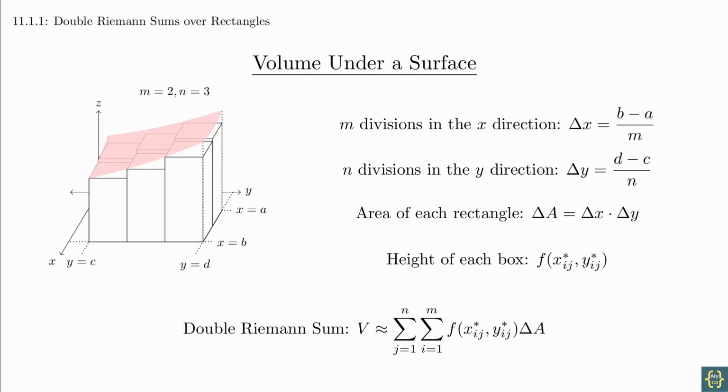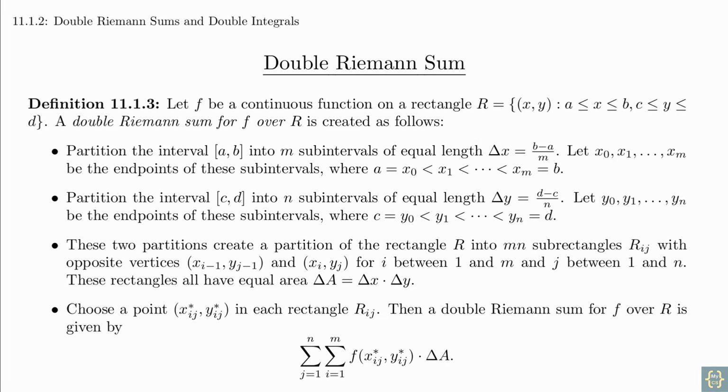From here, if you're given a specific function and a specific rectangle, you can actually plug in values to get a numeric result. Activity 11.1.2 walks you through that, so I'll leave that one there. The book formalizes this process into a definition. It's a bit long and wordy, so I'm not going to read it word for word, but here's the summary. Let f be a continuous function on a rectangle R.